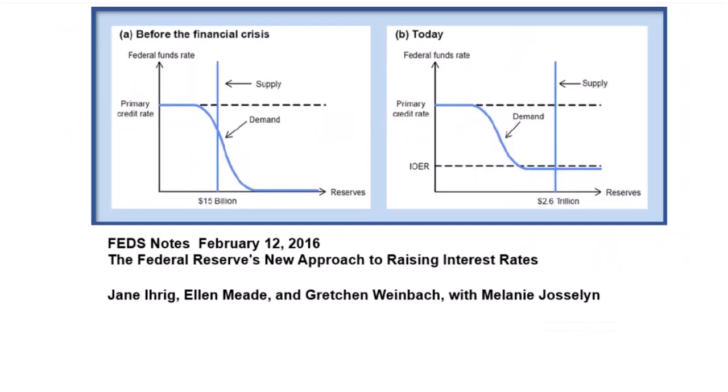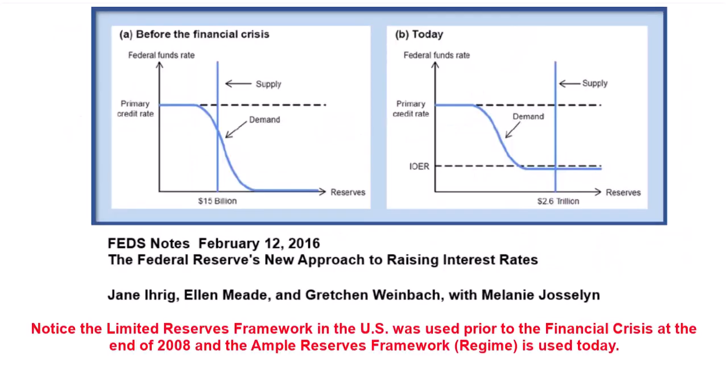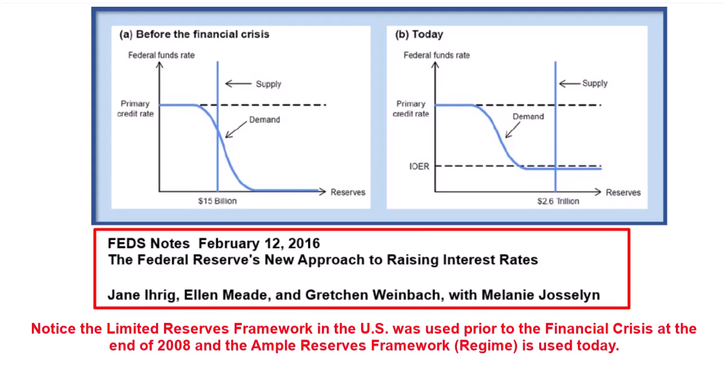The first paper that really came out on the difference between the money market, limited reserves, and ample reserves was by Jane Eric, senior economist at the Federal Reserve, along with some of her colleagues, when she wrote about the Federal Reserve's new approach to raising interest rates.